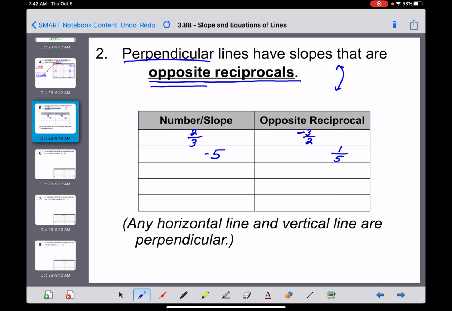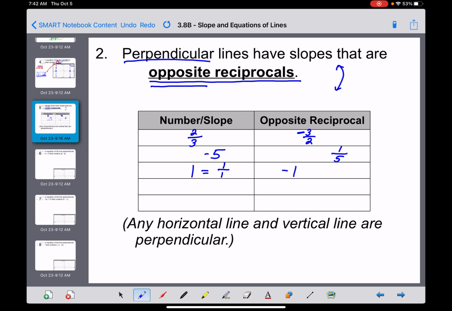I don't think I need 3 more examples, but I did just want to talk about a couple of weird ones here. If your original line had a slope of 1, the opposite reciprocal of that, well, let's think about it, guys. 1 is equal to 1/1, and when you reciprocate that, you end up with 1/1 again, which is just 1. Now, with opposites, we do change the sign right there, but it's a little bit weird that the reciprocal of 1 is actually the same number. That's the only number that applies to.